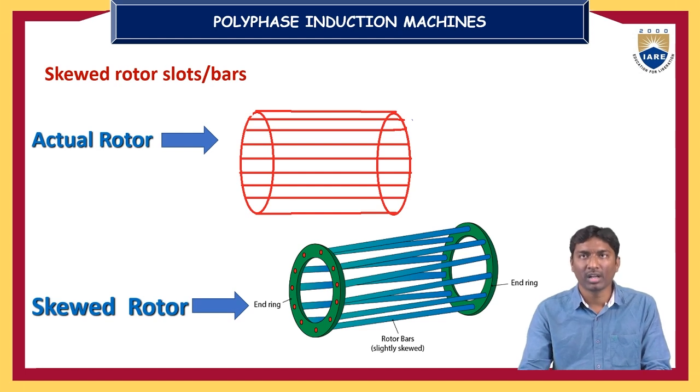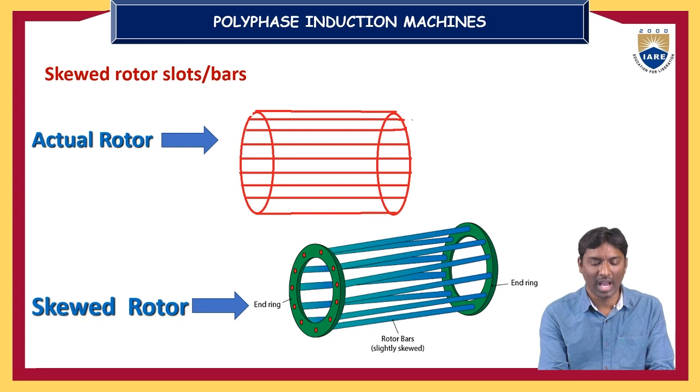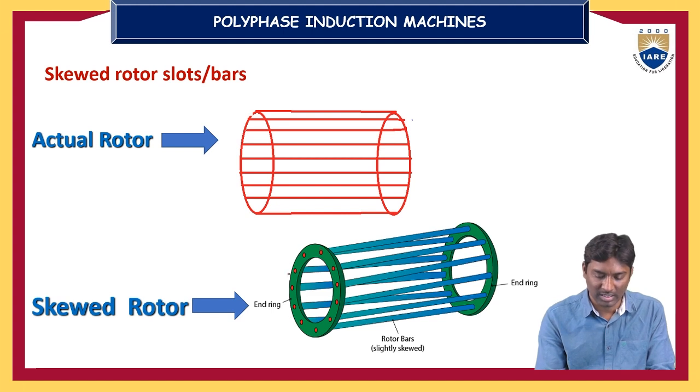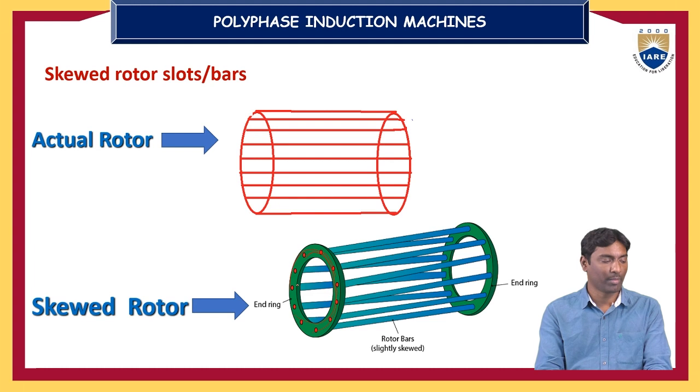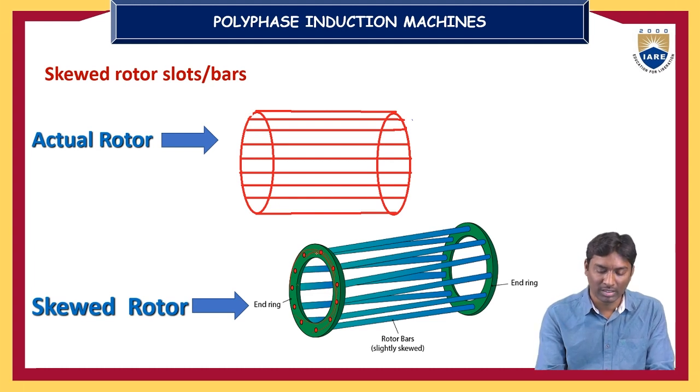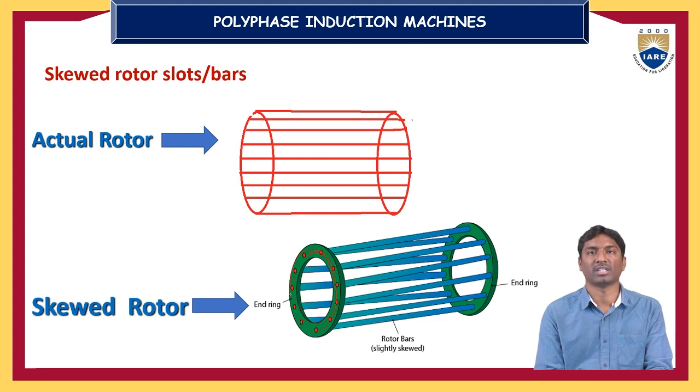And this you can observe here, these are the skewed rotor slots or bars. This is the actual rotor, and you can compare it to the skewed rotor. These end rings will close the path. To facilitate the closed path, these end rings will be short circuited.